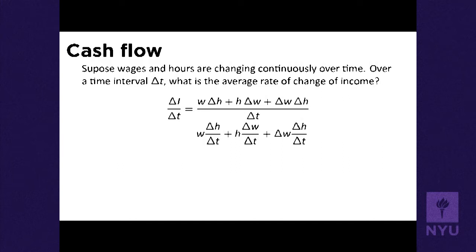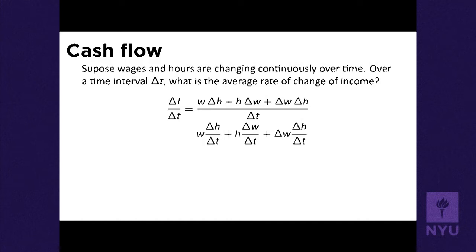H prime of t, or in Leibniz notation, dH divided by dt. Likewise, this would be dw dt. And what would happen here? Well, this term becomes dH dt again, but we're multiplying it by delta w. And what happens to delta w as delta t goes to 0?